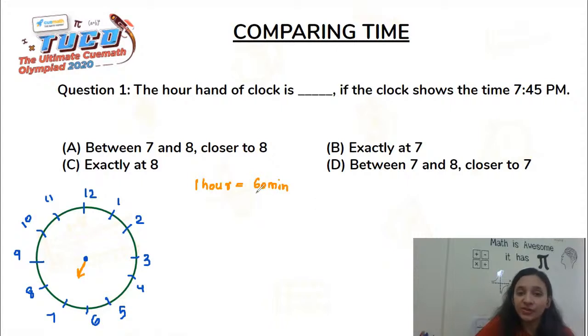When you are completing your 60 minutes, which is 1 hour, it will move from number 7 to number 8, or from any hour to any next hour. It will move from the number to the next consecutive number.